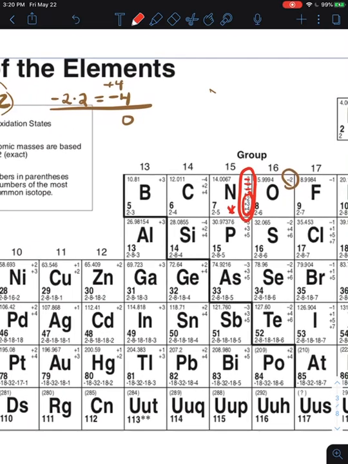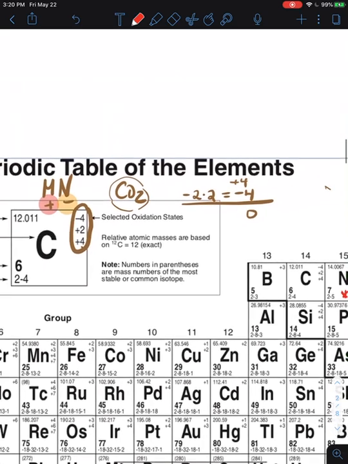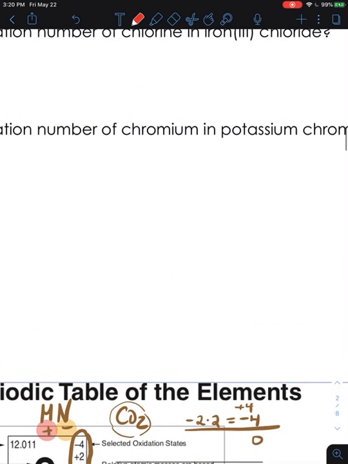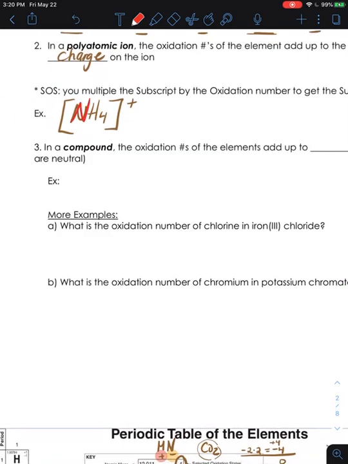Because like we said, the first one is going to be positive. The second one is going to be negative. So we don't know yet what n is going to be. So we'll just leave that blank. We're going to figure it out.